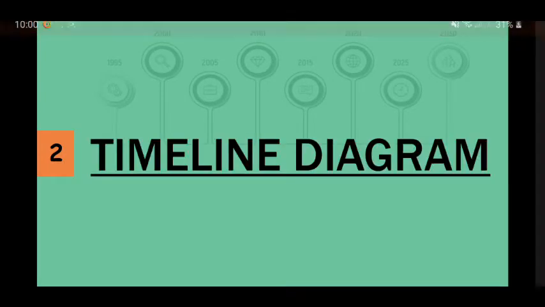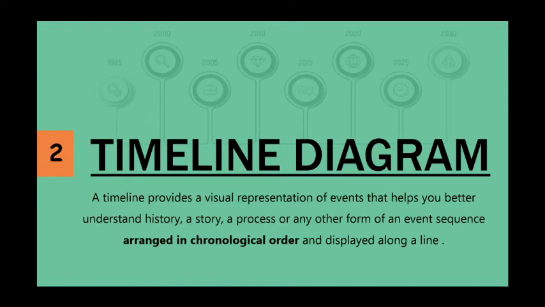Next is the timeline diagram. A timeline provides a visual representation of events that helps you better understand history, a story, a process, or any other form of event sequenced in chronological order and displayed along a line. So, to better understand a story or a process, usually they use this timeline diagram because the main events in a story or a process are arranged in chronological order.